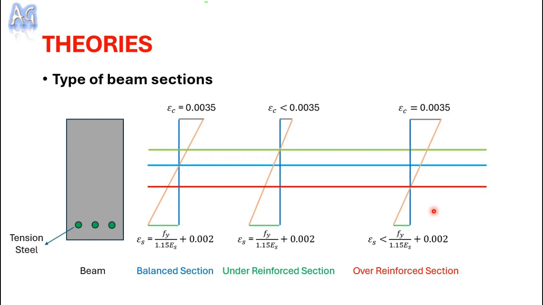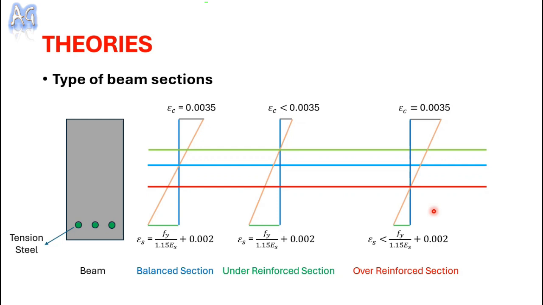Now we need to understand the practical implementation of this type of section. What is the practical interpretation of this theory? You also need to know that, so now I'm going to tell you. The first one is the balanced section. A balanced section means concrete and steel both reach the maximum strain simultaneously.